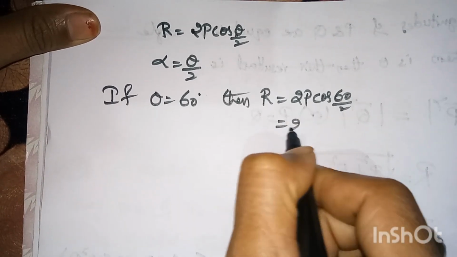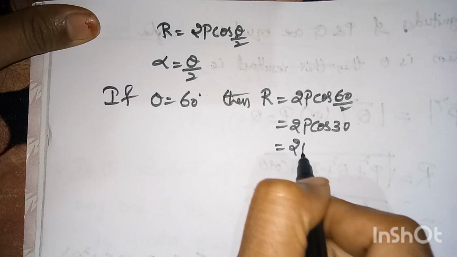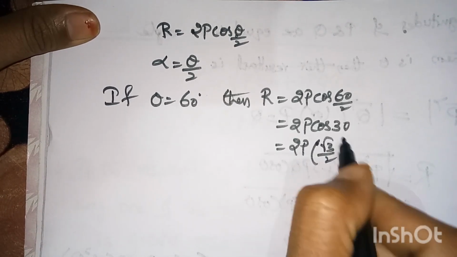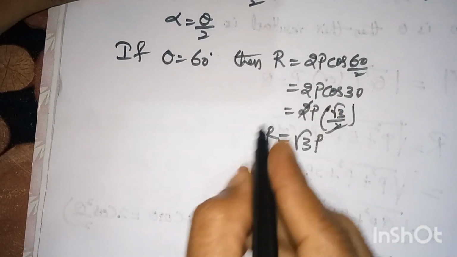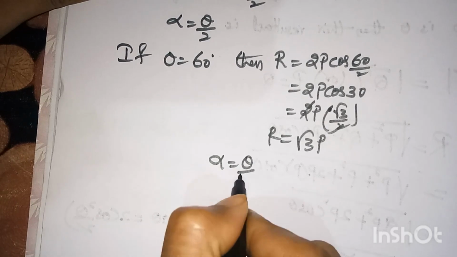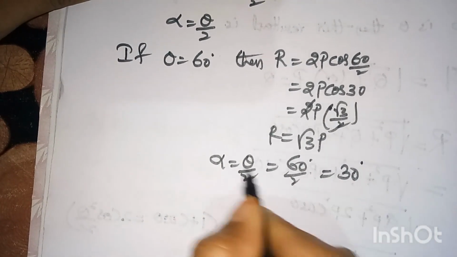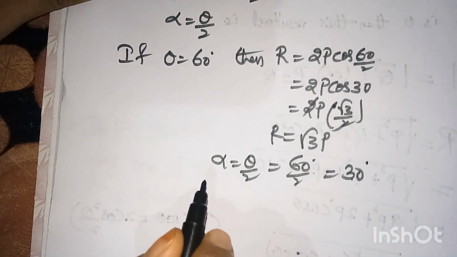What will you get here? 2P cos 30. What is cos 30? Cos 30 is root 3 by 2. 2 will be cancelled and we get root 3 P. So this will become the resultant, and what will alpha become? Alpha is theta by 2, theta 60 by 2, so alpha becomes 30 degrees. So the angle between the resultant and the first vector will become 30 degrees.